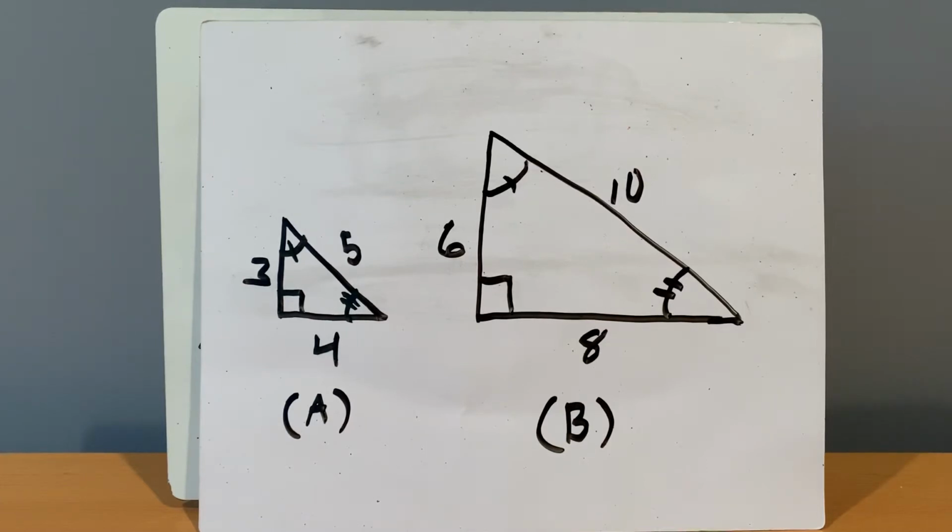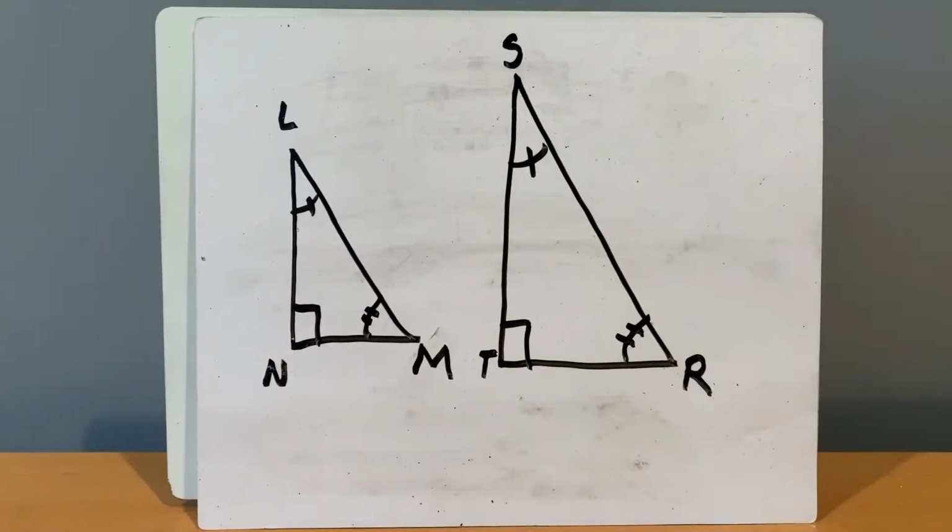If an angle in one triangle has the same measure as an angle in a similar triangle, the angles are called corresponding angles. The sides opposite corresponding angles are called corresponding sides. Looking at these two triangles, let's list the corresponding angles and the corresponding sides. We'll start with the angles.